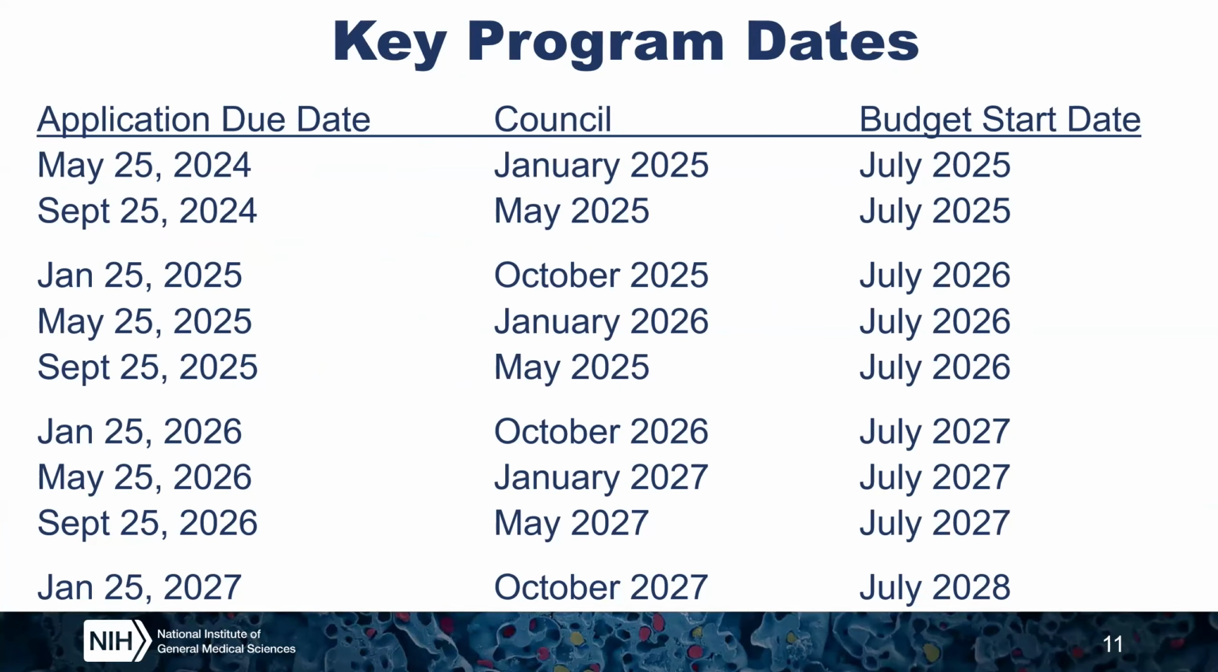We want to offer you key program dates. On the left-hand column, you will see the various application due dates that are associated with this NOFO. The middle column gives you council dates, and the right-hand column gives you the budget start dates that correspond to each application due date.